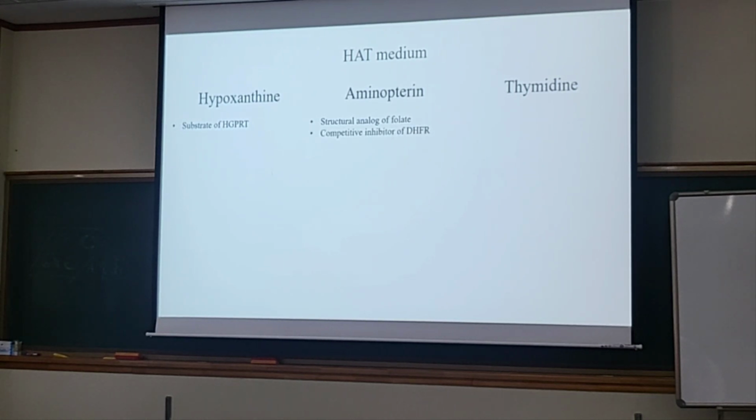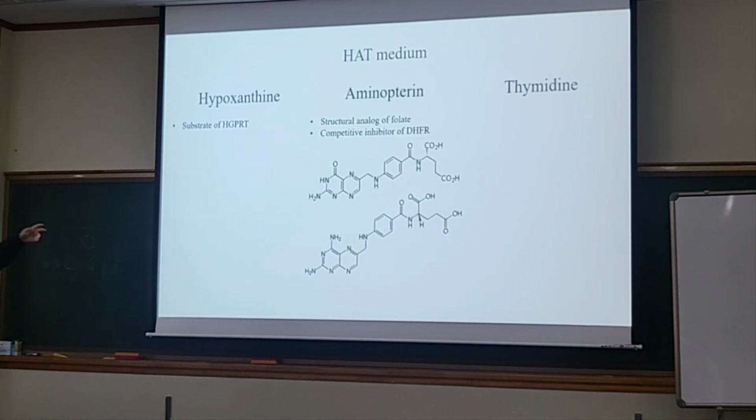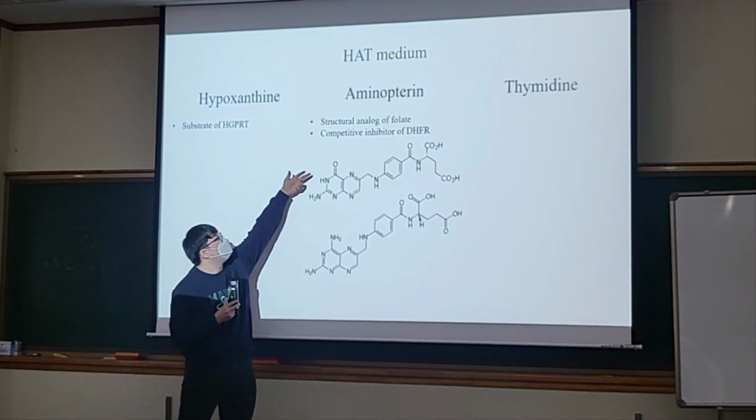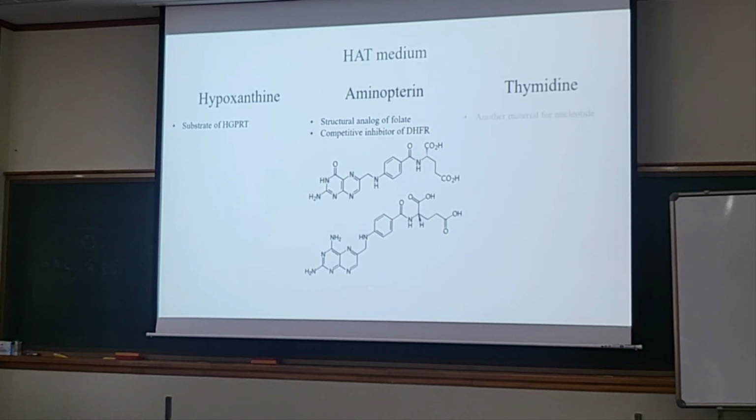So aminopterin is a structural analog, so it acts as a competitive inhibitor of DHFR. This is how the folate molecule looks, and this is how aminopterin looks. As you can see, they are quite similar. The notable differences would be here and here. And thymine is just another material for salvage nucleotide synthesis. So as you can see, the HAT medium provides the materials for salvage nucleotide synthesis, like hypoxanthine and thymine, but it inhibits the de novo synthesis of nucleotides by providing aminopterin as a competitive inhibitor.